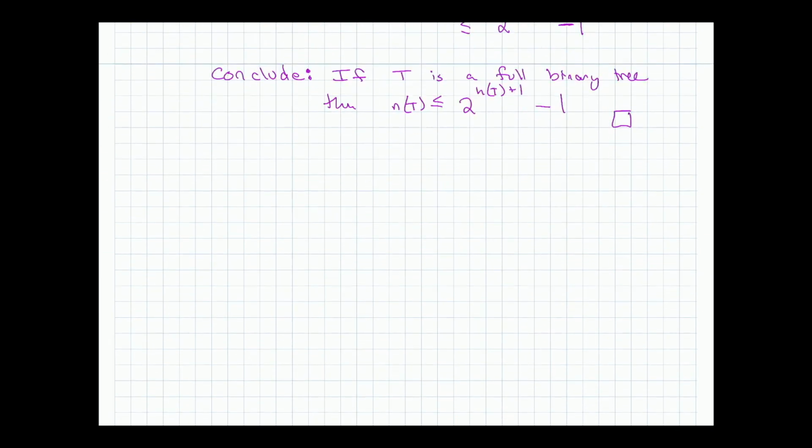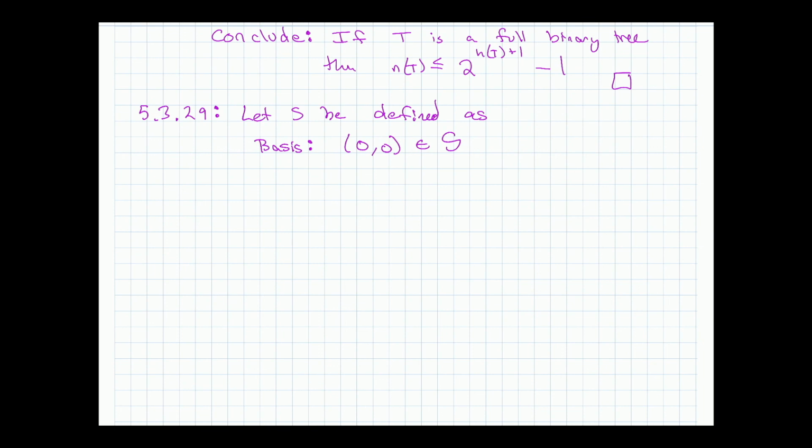I'm using the 8th edition of the book, so it might not match up with the 7th edition, but I'm going to do number 5.3.29. And I'm only going to do the proof part of it. So it's going to say let S be defined as, so here's the basis step. So the basis step is 0, 0 is in S. All right, so it's an ordered pair, 0, 0.